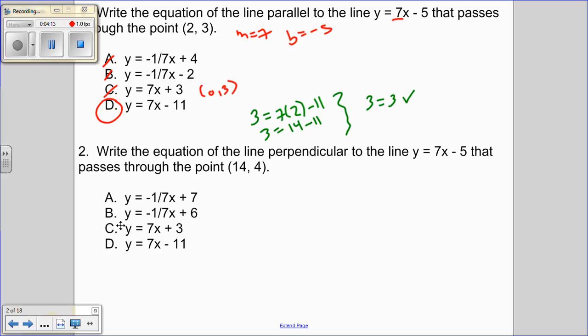On number 2, we're going to write the equation of a line that is perpendicular to the given equation, y equals 7x minus 5. It's the same line as above, so the slope is again 7, and the y-intercept is negative 5, in other words 0, negative 5. This time it wants the line to pass through the point 14, 4.